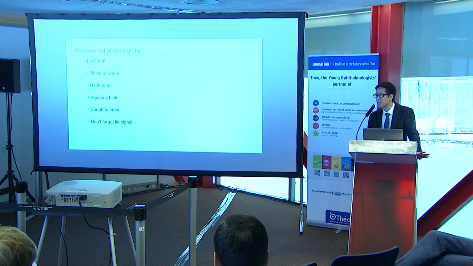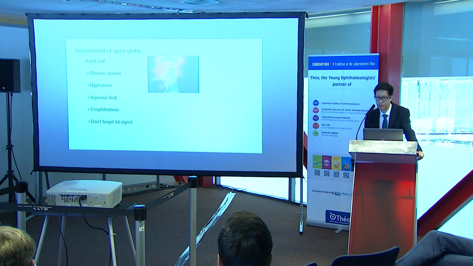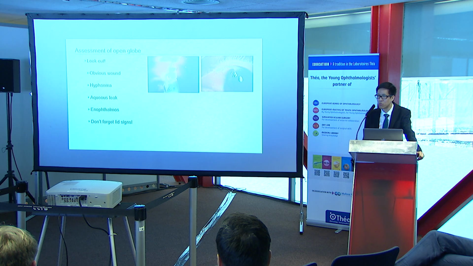So looking at assessment of open globes, there are a few things that immediately you should do when you have a case coming in. Things to look out for are obvious wounds. If you look at this, it's obvious there's an incision, then you know this is going to be an open globe injury. What about this one? For example, if the eye is not leaking, well, the iris is a plug in the hole, it is an open globe injury.